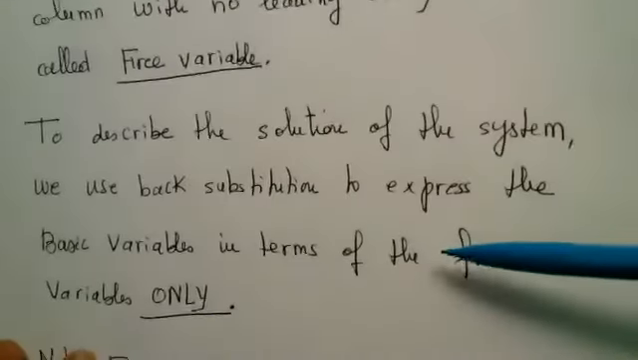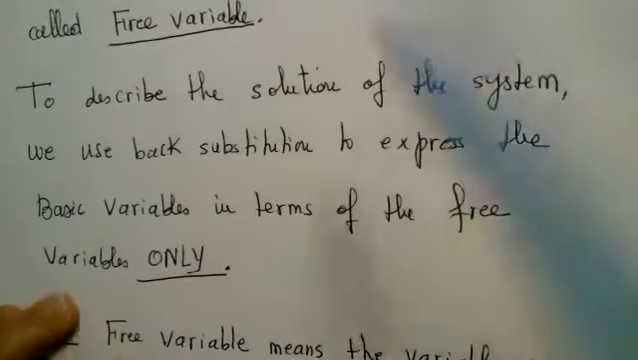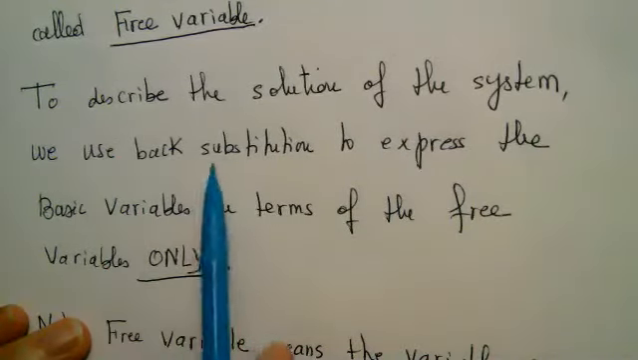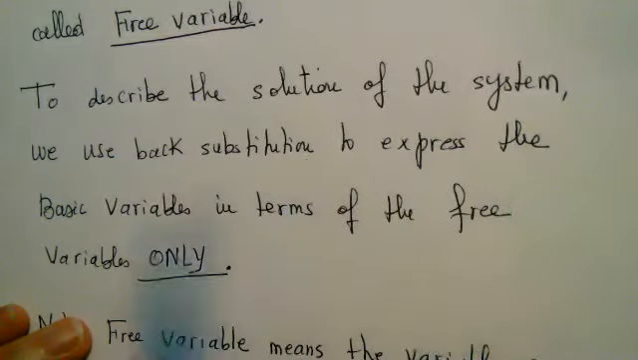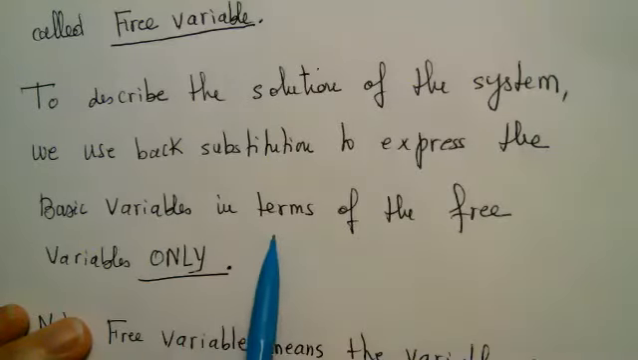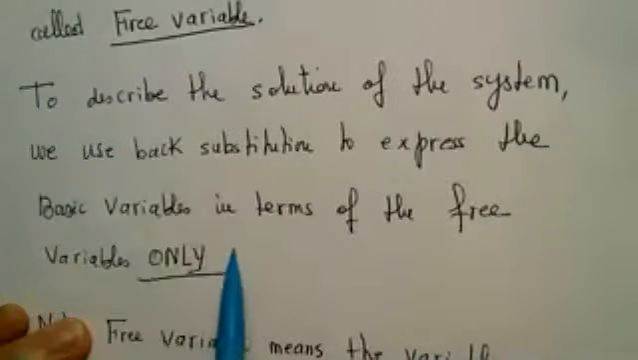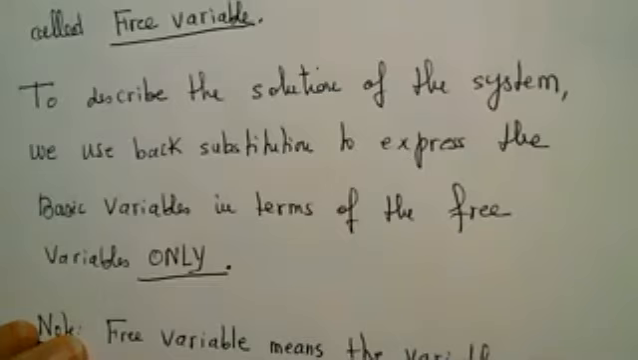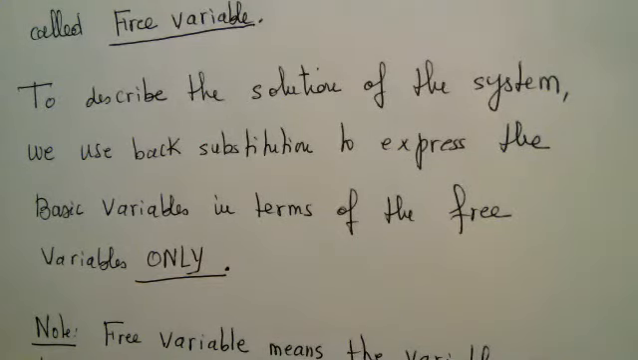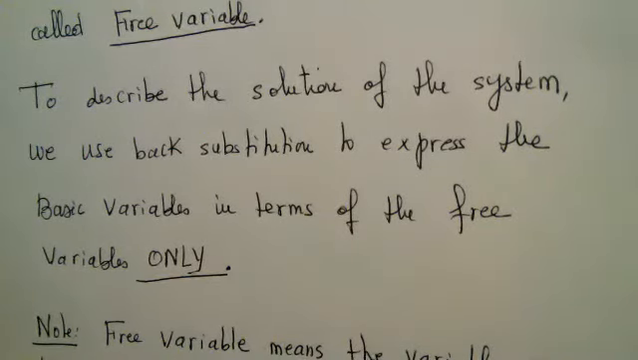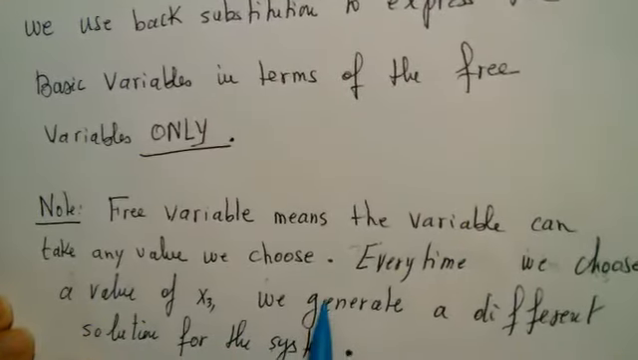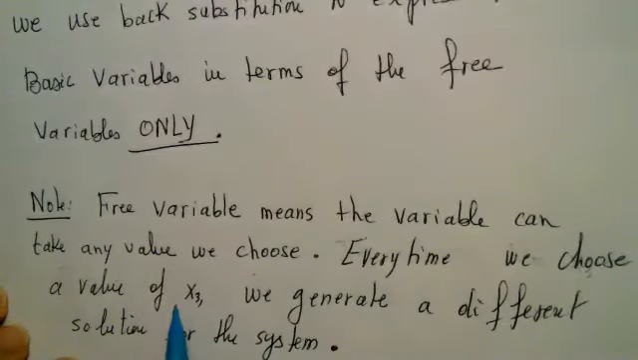Now, how do we describe the solution of the system? To describe the solution of the system, we use back substitution to express the basic variables in terms of the free variables only. That's how we represent the solution, right? I'm just giving a minute for you to grasp. Free variable means the variable can take any value we choose. That is, every time we choose a different value, we're going to generate a general solution.